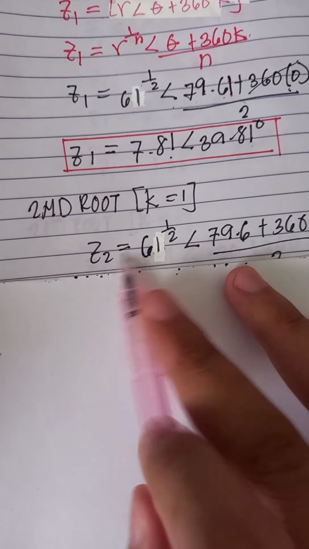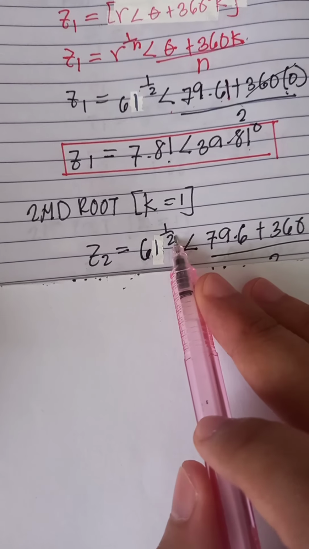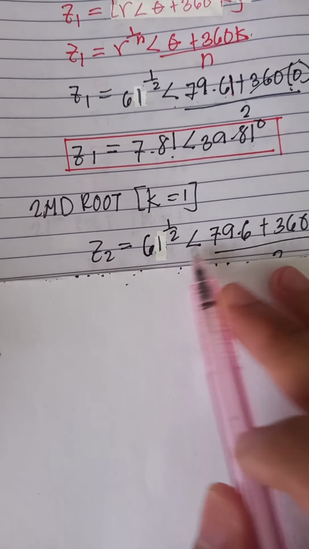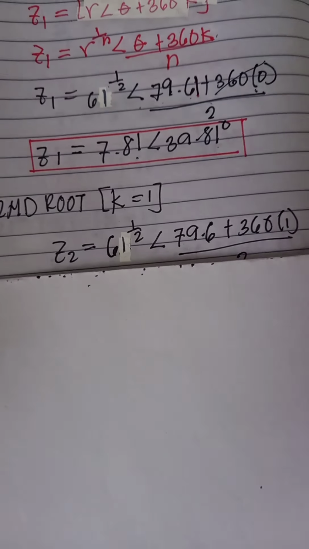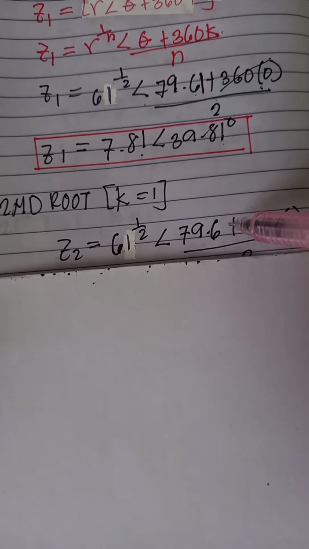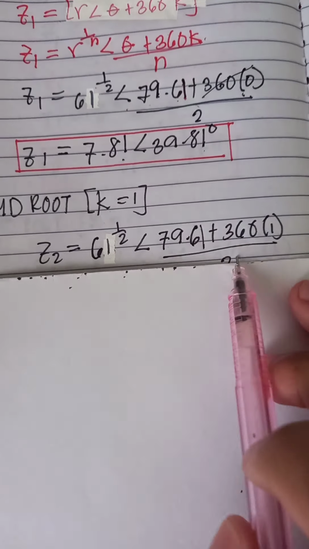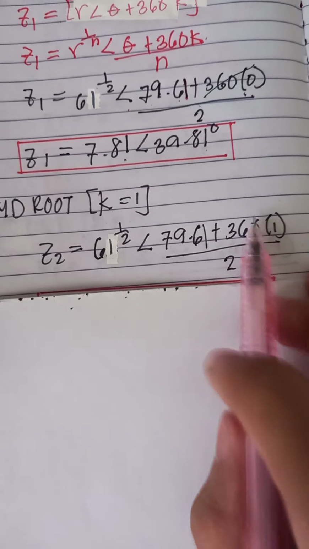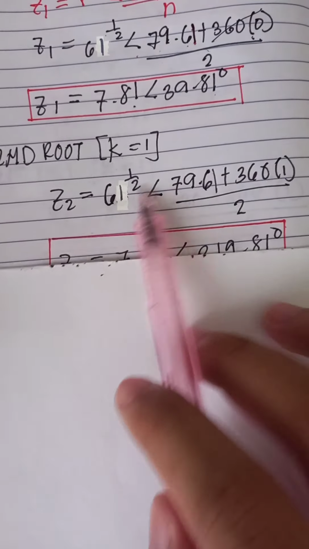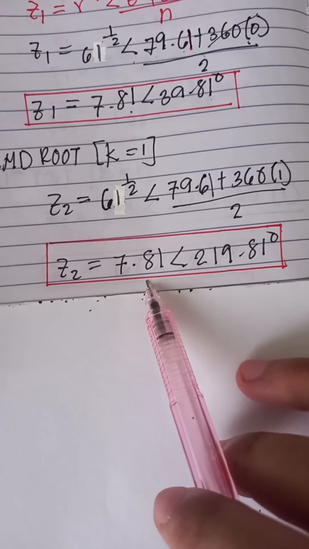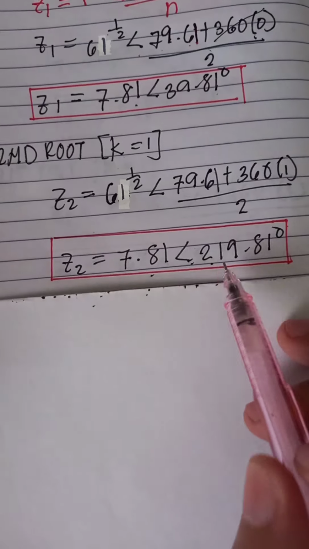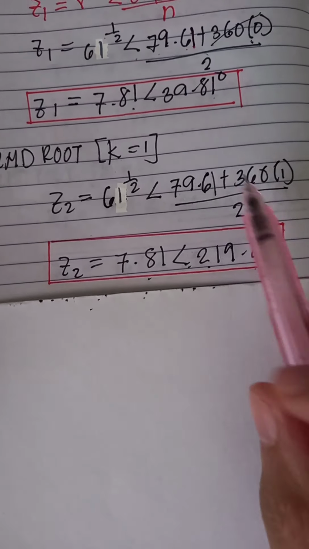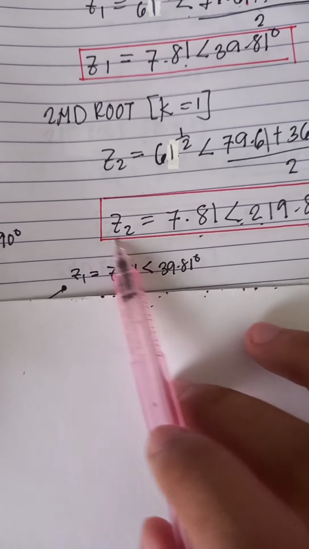So for z2, the value of r is 61 raised to 1/2, angle of 79.61 plus 360 times 1 over 2. Simplifying this, we have 7.81, angle of 209.81 degrees. So this is z2.